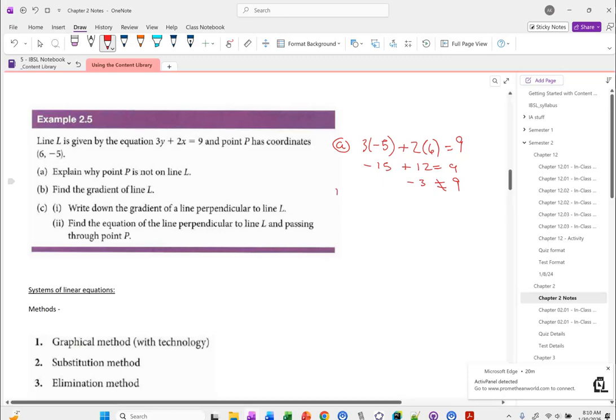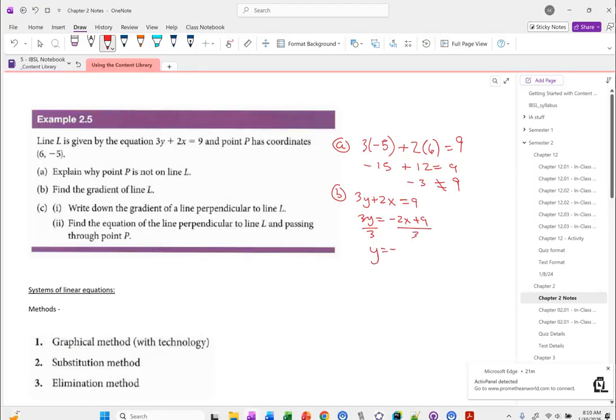Part B asks us to find the slope of that line. What's going to be the easiest way to do that? Get the y by itself. Great. Because in getting the y by itself, what are we actually doing? We're putting it into slope-intercept form, right? So it should be real easy to pick out that slope. Notice when I divide both sides by 3, I divided everything on the right side by 3, including the 9. So the slope here would be negative 2/3.